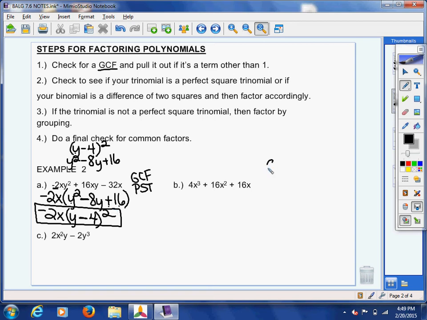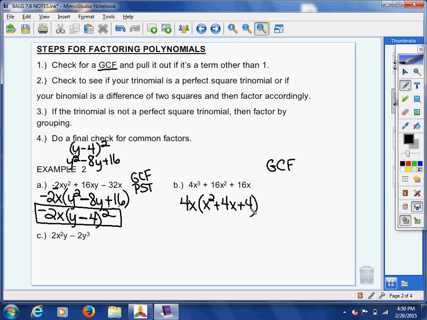Let's first look for a GCF, okay? That's always your first step. Is there a GCF I can pull out? So my numbers are 4, 16, 16, so I can pull out 4. And my x's are x cubed, x squared, and x, so I can pull out an x. Let's see what's left. Looks like x squared is what's remaining from the first term. 4x remains from the second term, and 4 from the third term.